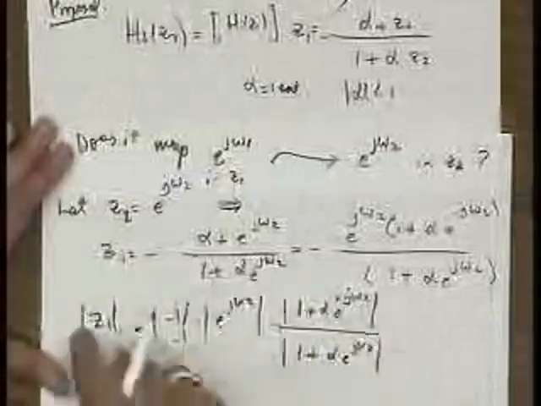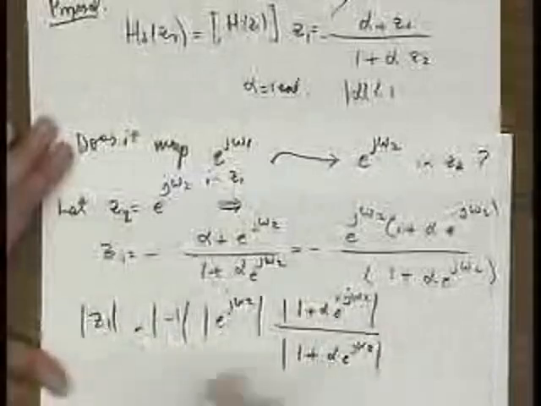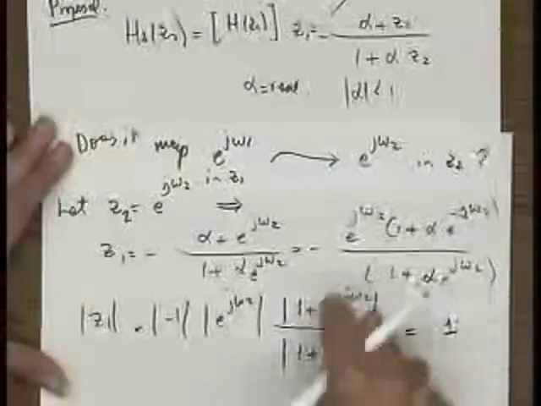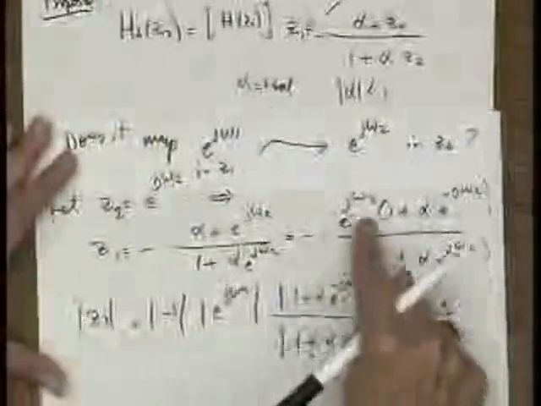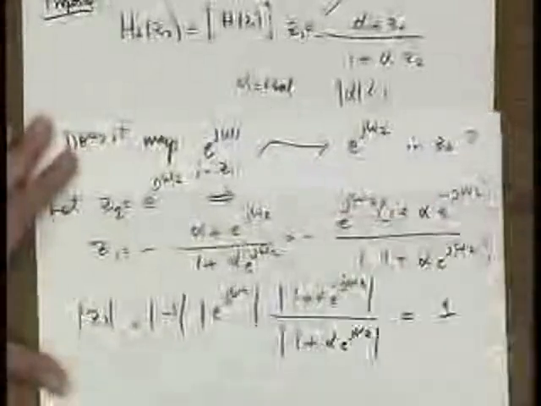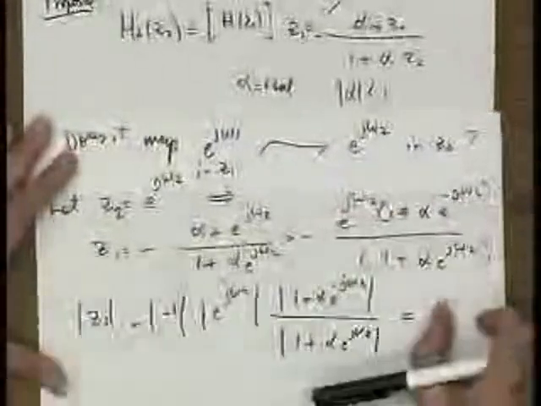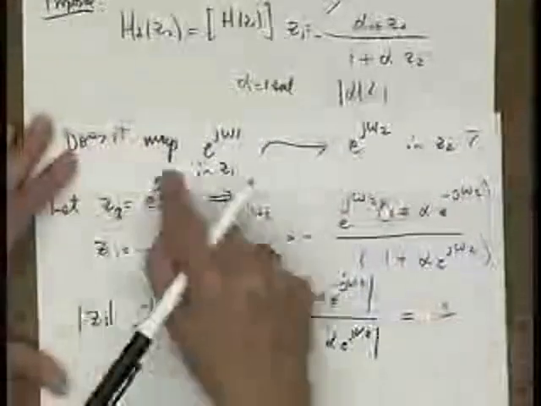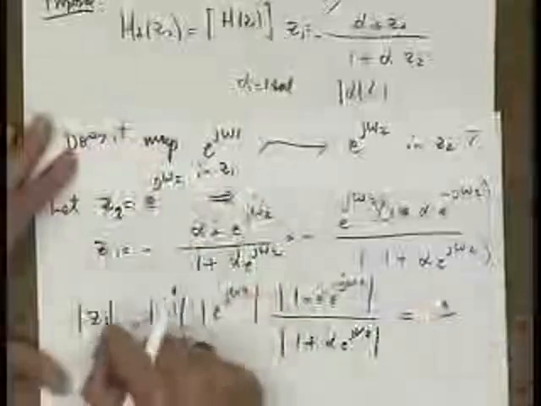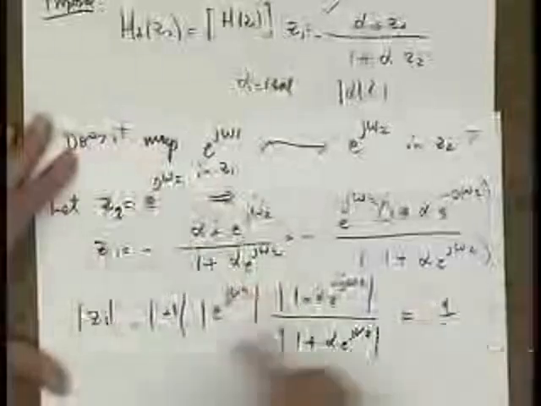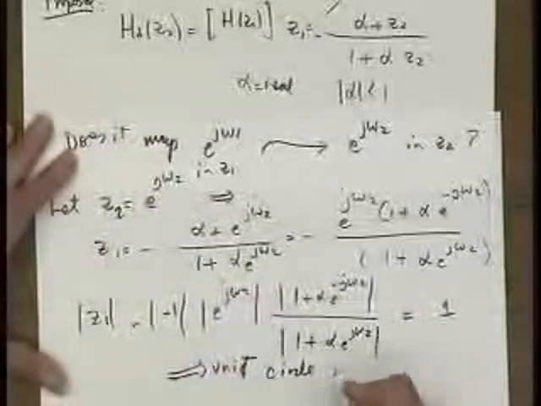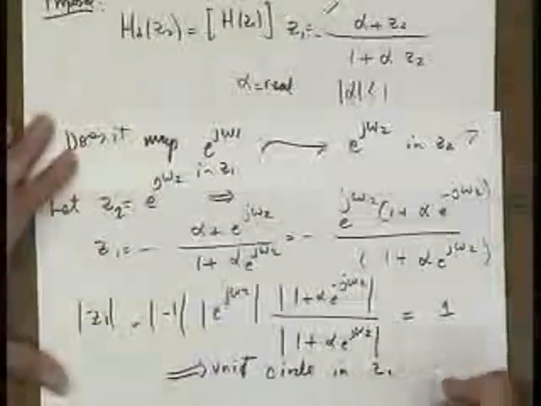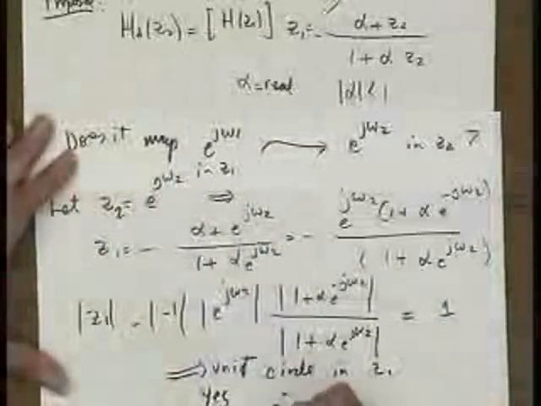And what can I conclude about the magnitude of Z1? It's just 1, because these two are complex conjugates. And that's exactly the reason I factored e to the j omega 2 out, so that I make this the complex conjugate of the other one. So the magnitude of Z1 is 1, so that means that if I let Z2 be in the unit circle, it gets mapped into Z1 where the magnitude is 1, so that is the unit circle as well. That's the unit circle in Z1. So that means yes, e to the j omega 2 did get mapped into e to the j omega 1.